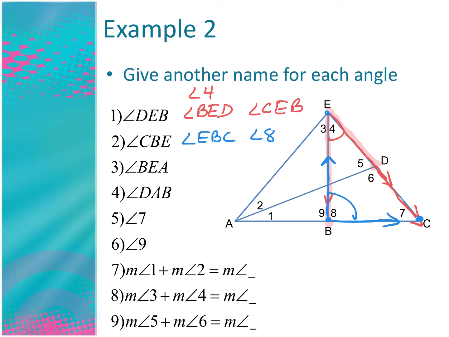For number 3, this one is BEA. So here's B, here's E, and here's A.